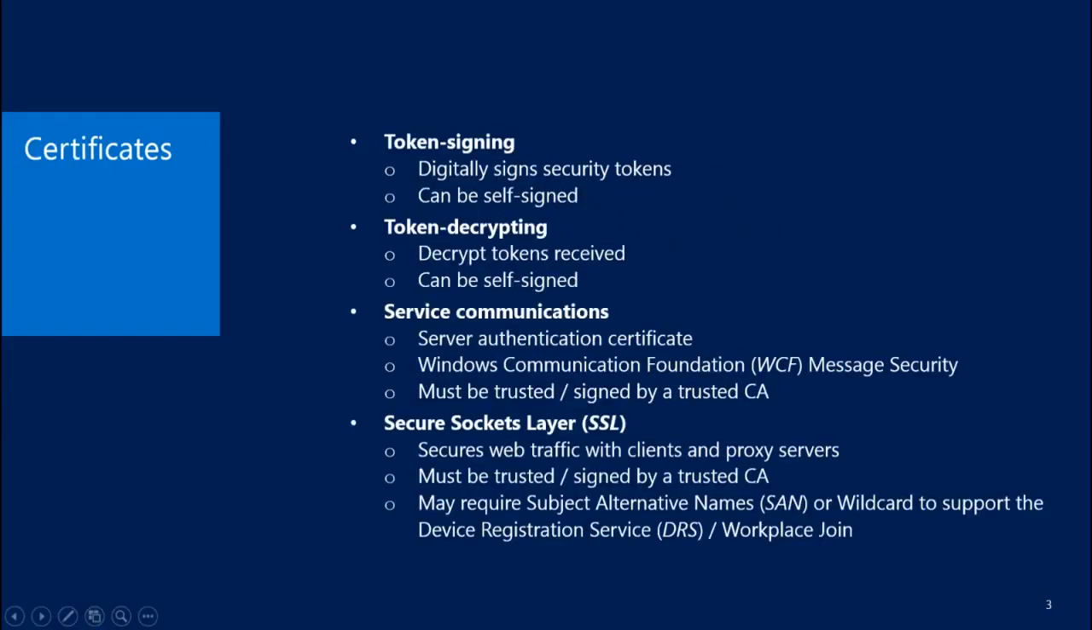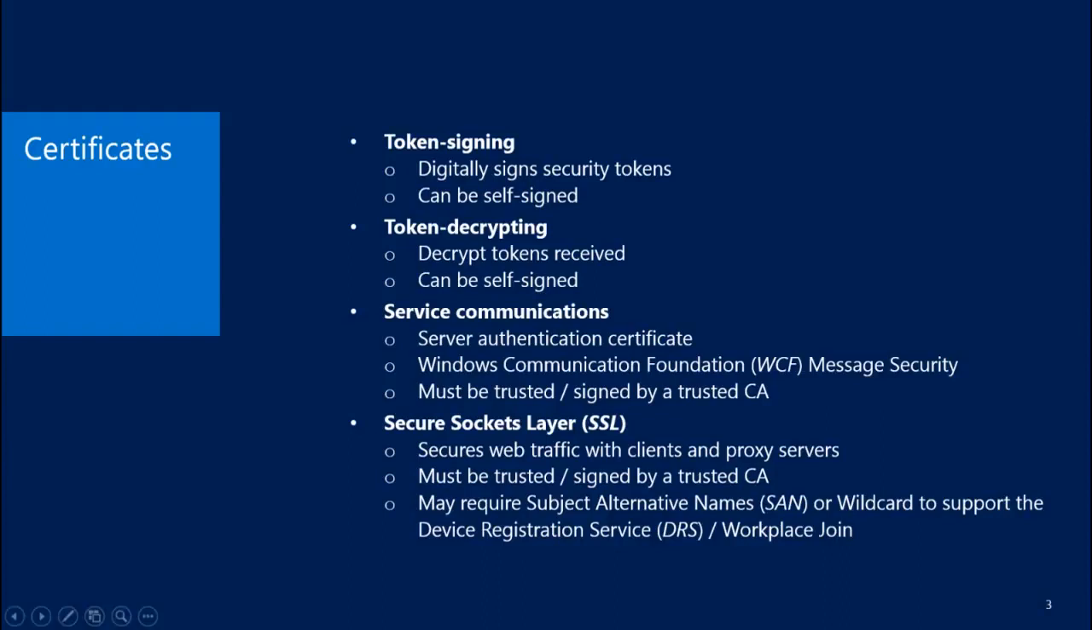There are 4 certificates used by ADFS. The first is the token signing certificate. This is used to digitally sign security tokens issued by ADFS. This can be self-signed and is automatically generated by default. Next is the token decrypting certificate. This is used to decrypt security tokens that are received by ADFS. This can be self-signed and is automatically generated by default as well.